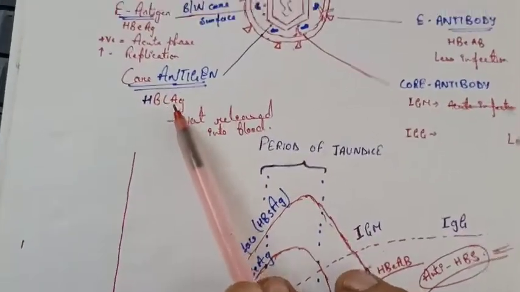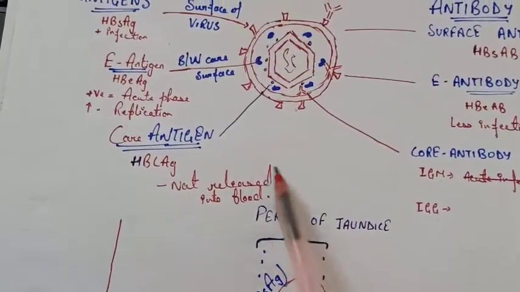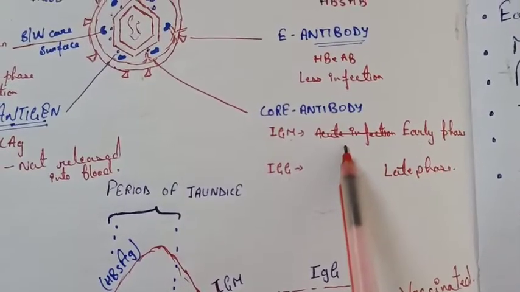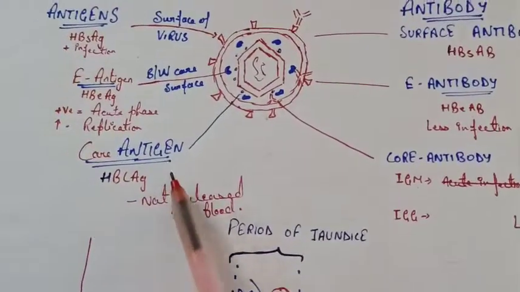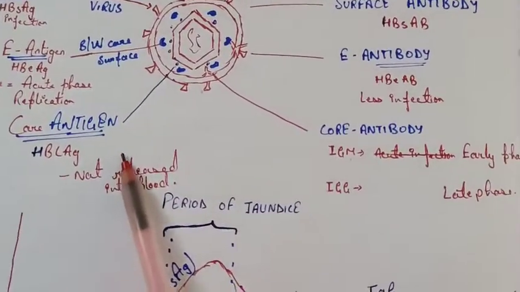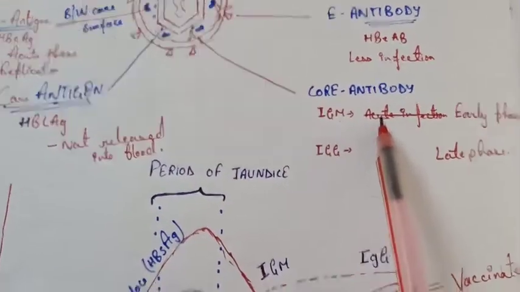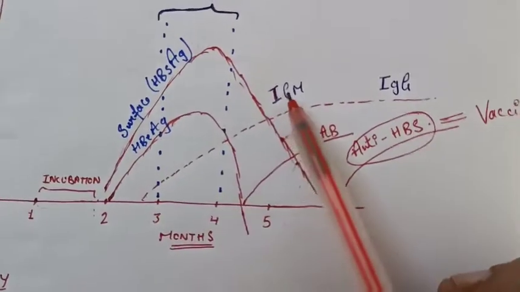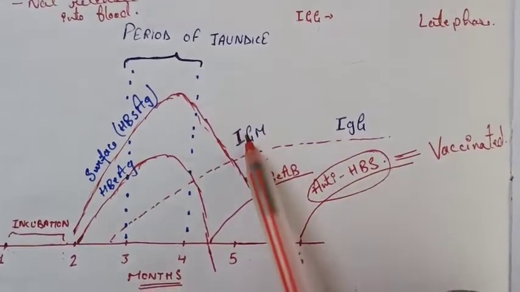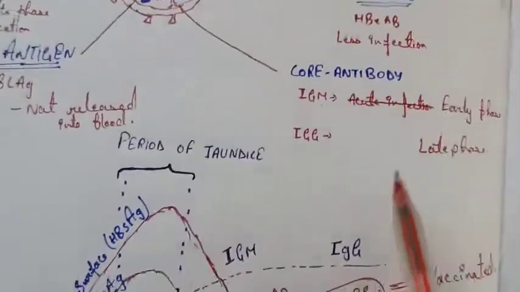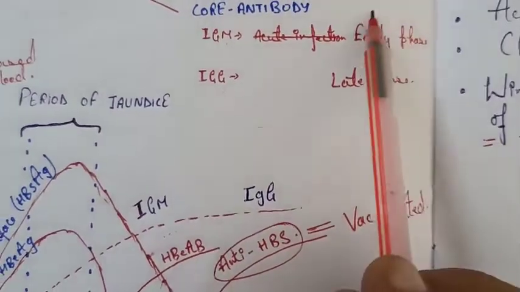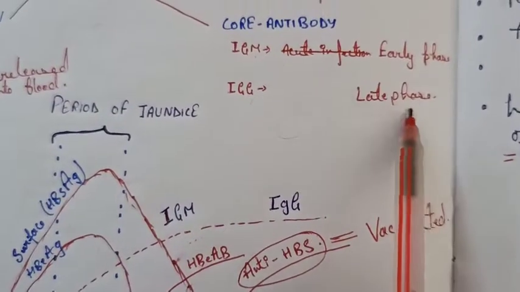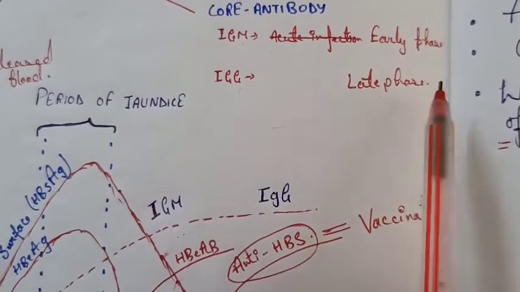So now we will discuss the core antibody. As I already told you, the core antigen is not released into the bloodstream, but the core antibodies are released into the bloodstream in response to the core antigen. Now I'll try to make you understand this in graphical form. Look here. As I already told you, there are two core antibodies, IgM and IgG. IgM is the marker of early phase, or acute phase, and IgG is the marker of late phase, or we can say the marker of chronicity.